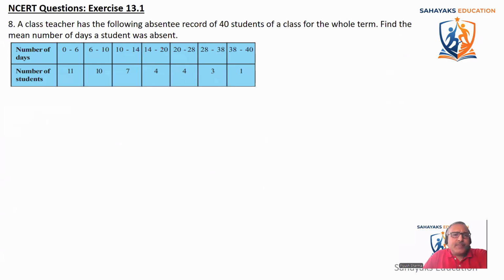It says that the class teacher has the following absentee record of 40 students of the class for the whole term. Find the mean number of days a student was absent.